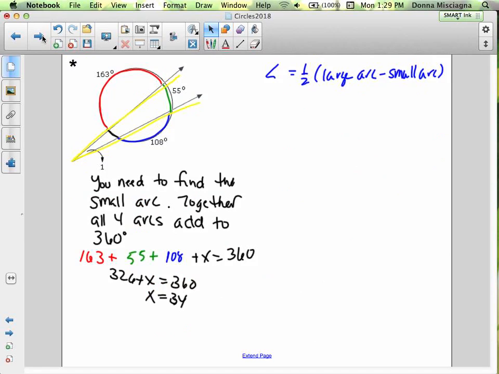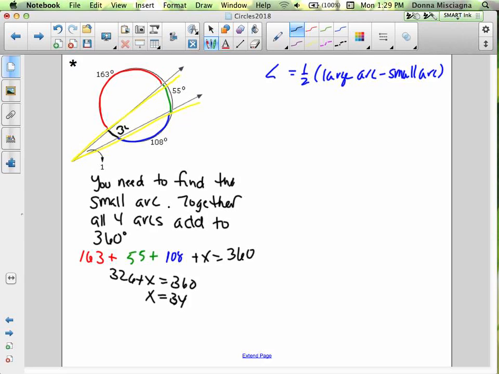All right, so here's the next one that we need to do. All right, so here we need to find the small arc, but if you look, 163, 55, 108, and that small arc together, they're making up the entire circle, right? No part of that circle is neglected. And if we add the four arcs together, set it equal to 360. Right? The three arcs that we know the values of add up to 326. Subtract 326 from both sides. Our missing arc is 34 degrees.